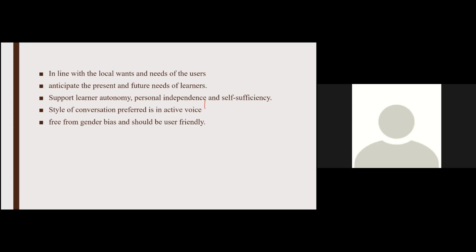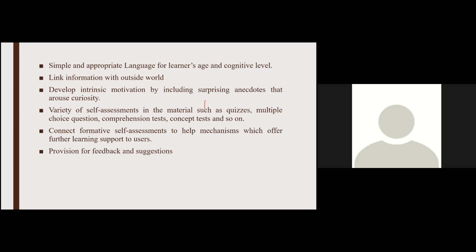So these are some of the guidelines they have given with respect to the T aspect, the teaching and learning process. Earlier I also said the language you use should be appropriate to the learner's age and cognitive level. Use simple language as per the age of the learner, and link information with the outside world. As I said, these are the general rules we already follow when developing a lesson plan or an e-module, but they have briefed it so that you keep all this in mind when developing an OER. Linking information with the outside world, and the learning module should be such that when the learner goes through it, it develops an intrinsic motivation in himself or herself to study further.